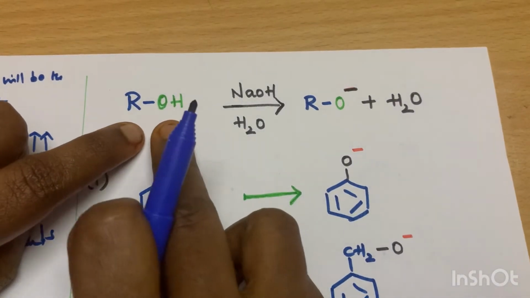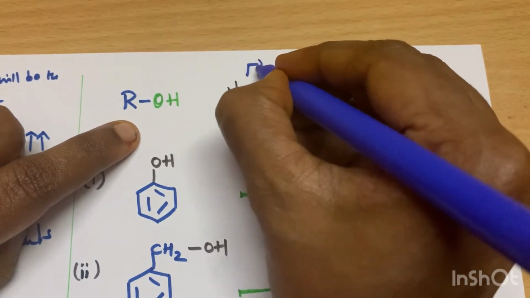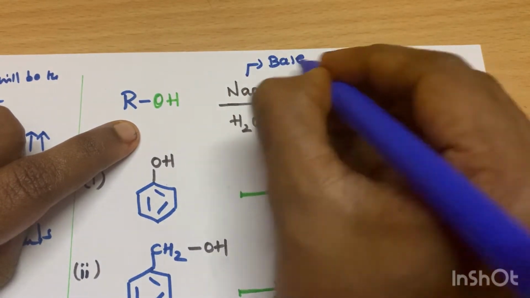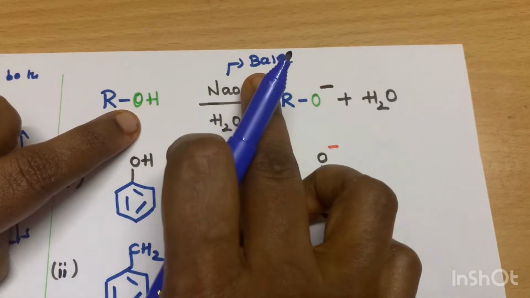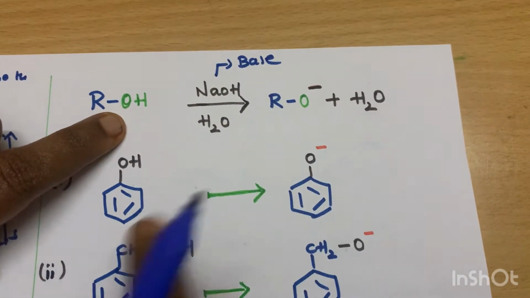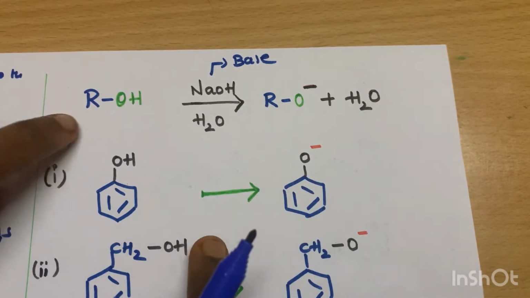So when it reacts with sodium hydroxide, sodium hydroxide is a base. So what happens when ROH, alcohol, reacts with the base? It loses a proton to convert to the corresponding anion. What happens here?